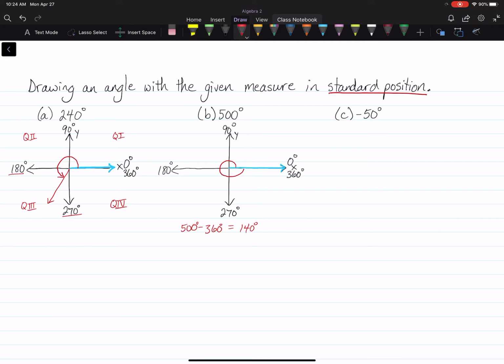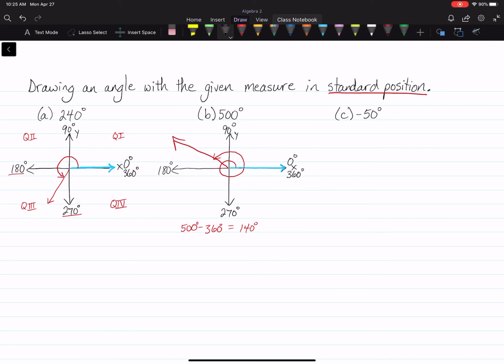Well, 140 comes between 90 and 180. So I'm just going to draw an angle about like that and keep going to show how far my angle went. As you can see, my angle went all the way around one full rotation and then 140 degrees more. That gives you 500 degrees.